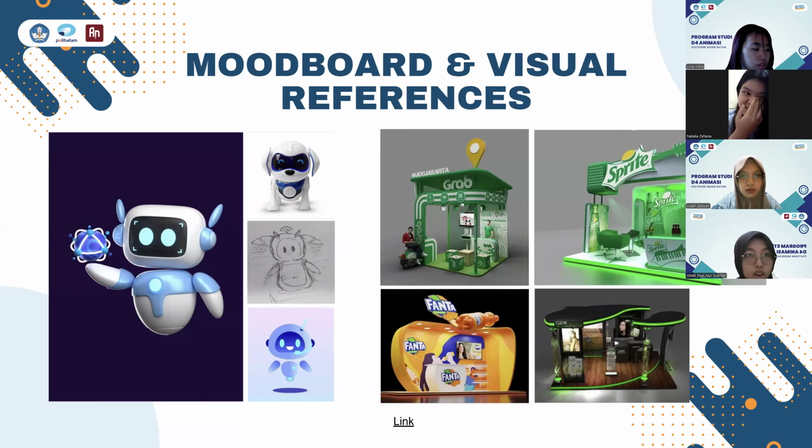This is our mood board and visual reference. For the mascot design, we used robot references to create a modern and friendly character. We also use references from booth design, exhibition space, and modern space for the booth area. These references help us create the visual style of our virtual booth. Next.